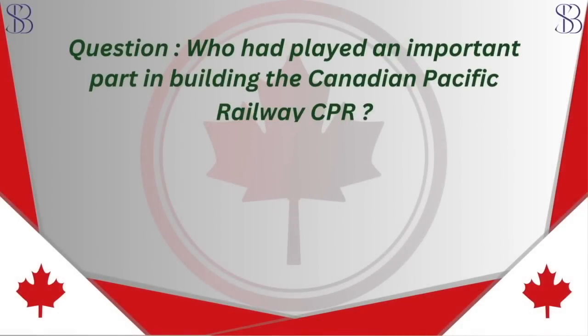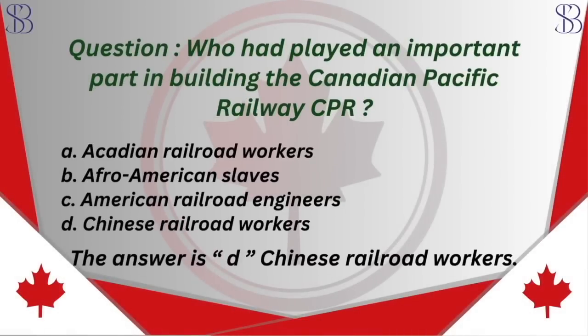Question. Who had played an important part in building the Canadian Pacific Railway, CPR? A. Acadian railroad workers. B. Afro-American slaves. C. American railroad engineers. D. Chinese railroad workers. The answer is D. Chinese railroad workers.